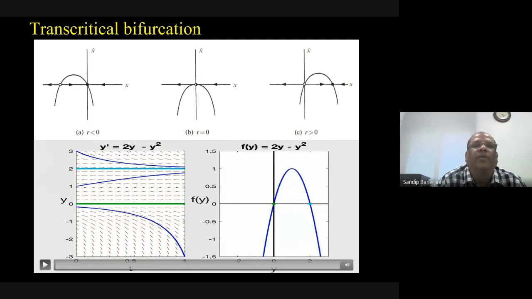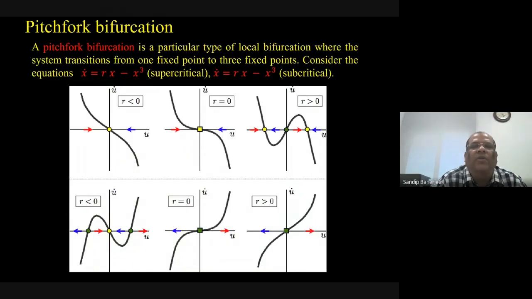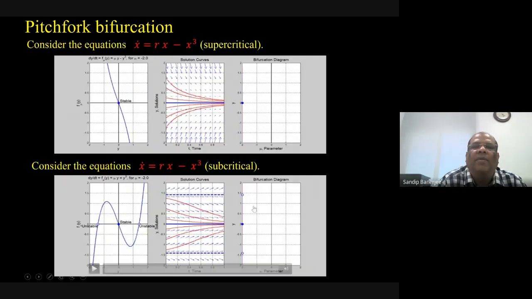bifurcating point. We have another one which is a pitchfork bifurcation, and in pitchfork bifurcation you have, say, from one fixed point to three fixed points, or from three fixed points to one fixed point. So the first one is the supercritical and the second one is the subcritical. It's better if you see the animation. So you can see there is a stable point here.